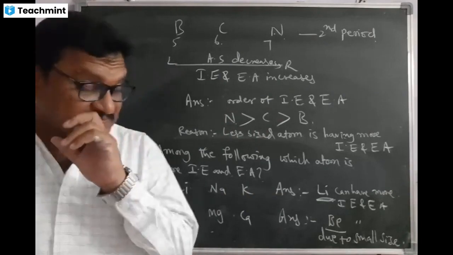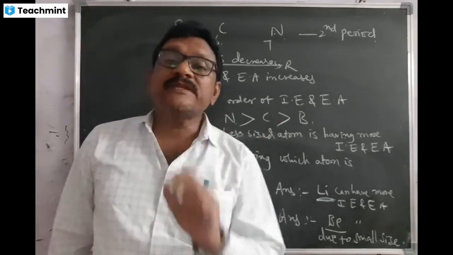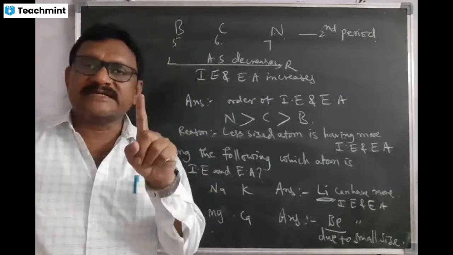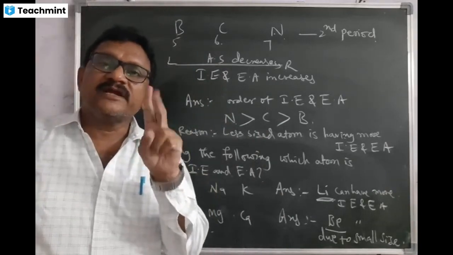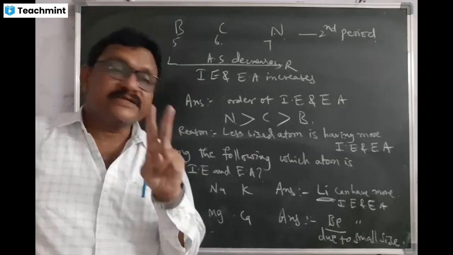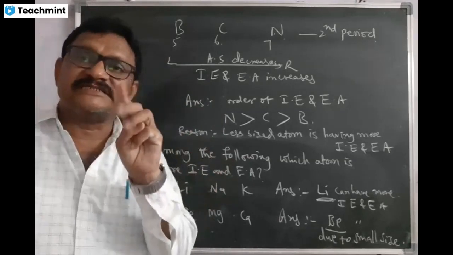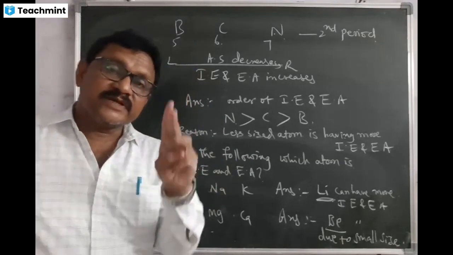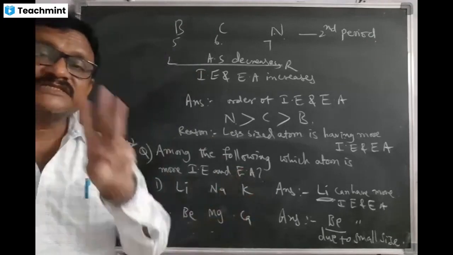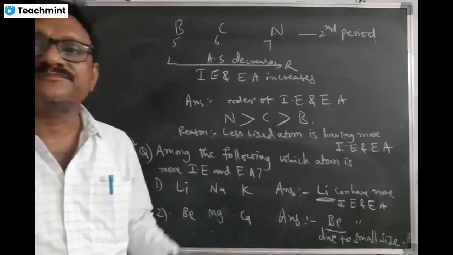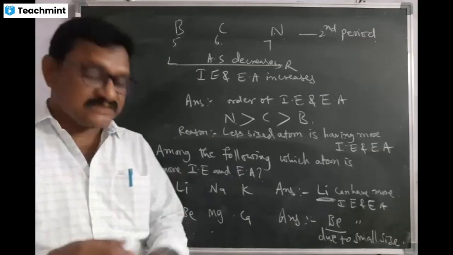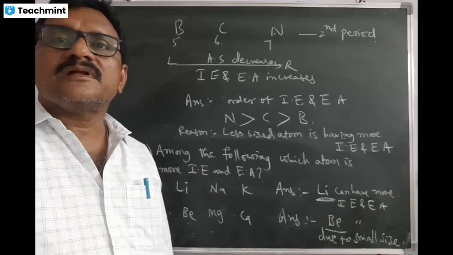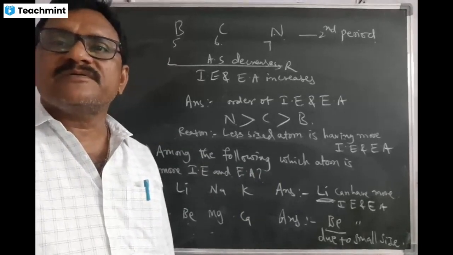So far we are discussing, so far I am explaining the periodic properties. We discussed atomic size, first one. Second one is ionization energy. Third one is electron affinity. These three periodic properties we have discussed. The remaining part we will discuss in the next class. I want to stop here. The remaining part will continue in the next class.